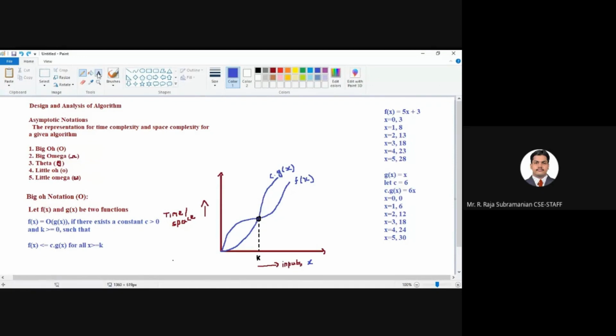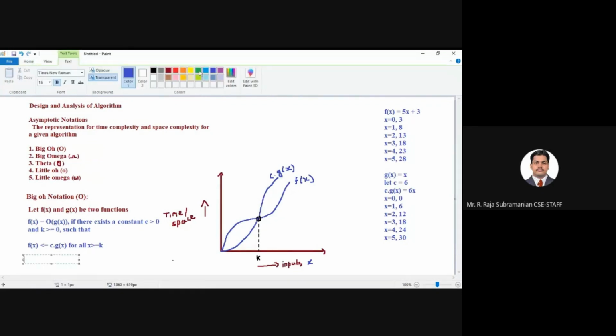So now an important point to note, the most important point from an MCQ perspective. I'll write that in red color. Big O notation is called the tightest upper bound. It is an upper bound because g of x is at the upper end, right? So it is called the tightest upper bound, or worst case time complexity notation.